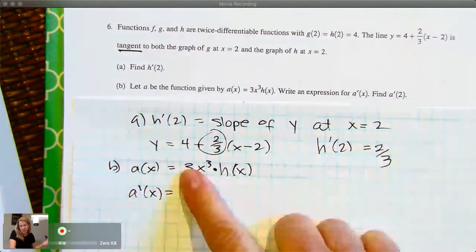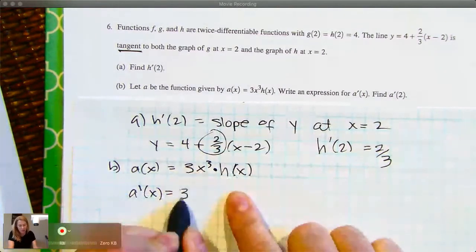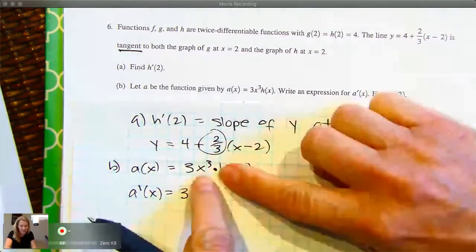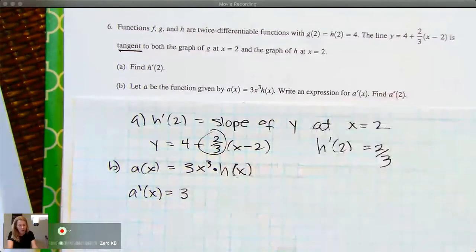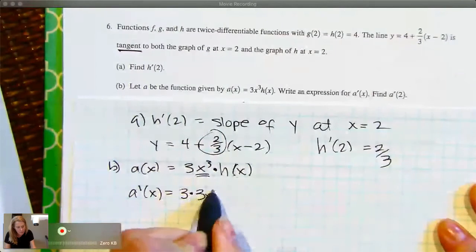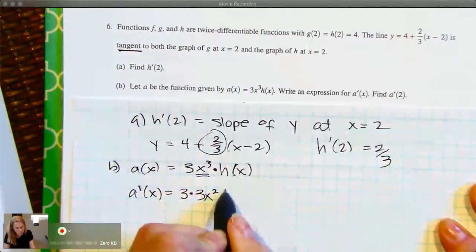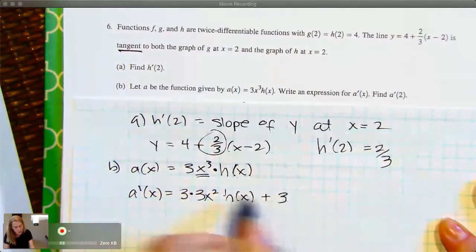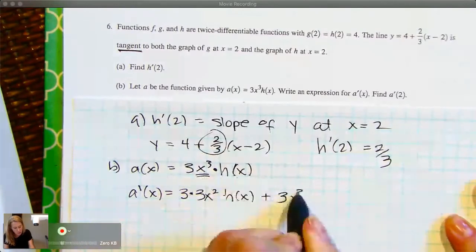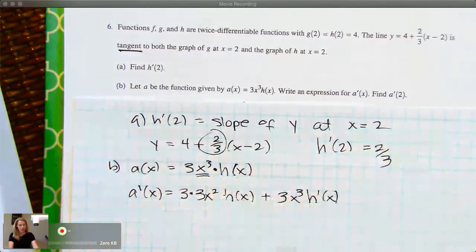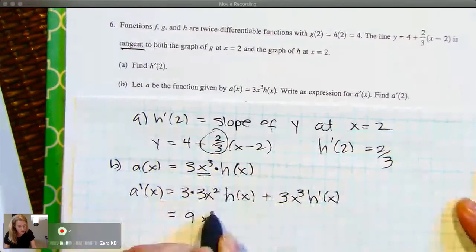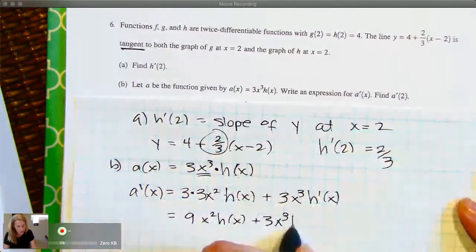The 3, honestly, is just a constant. So I can just leave the 3 and it'll be part of the product rule in each of these. Or I could think of this as a 3x cubed. Either way, I'm going to leave the 3 as a constant. So I'm going to take the derivative of this guy times my h of x, plus, there's my 3 constant, I'm going to take the derivative of h of x times the x cubed. Just like that. So a prime is 9x squared h of x and 3x cubed h prime of x.